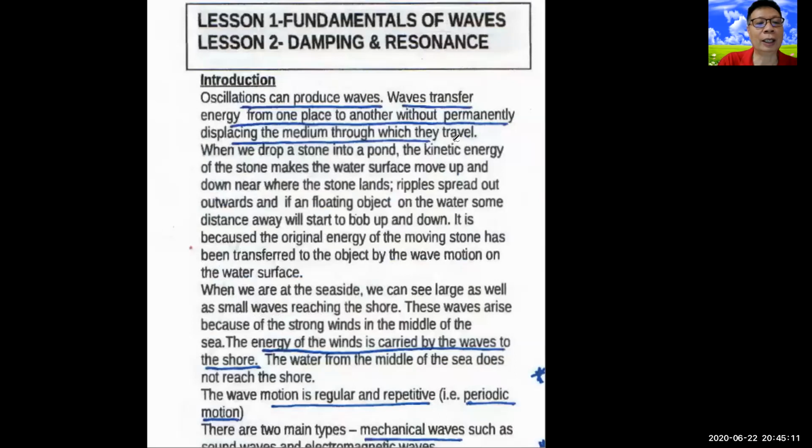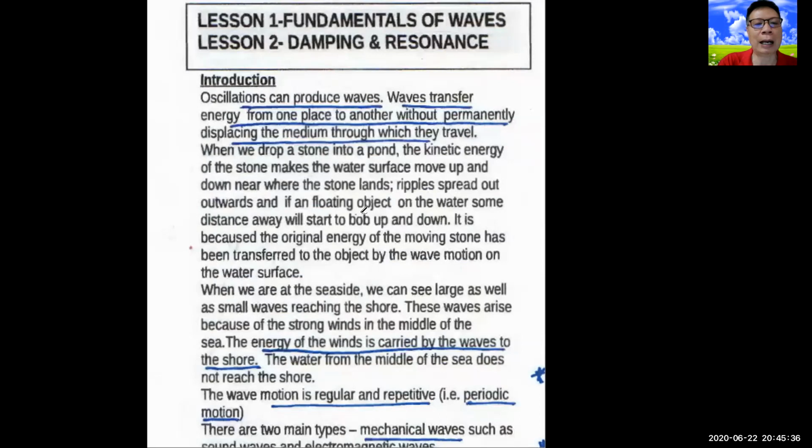When we drop a stone into a pond of water, you can see the stone drop into the water, then you can see the water waves come out, one circle, two circles, three circles, you can see the water come out, isn't it? When you drop a stone into a pond, the kinetic energy of the stone makes the water surface move up and down near where the stone lands.